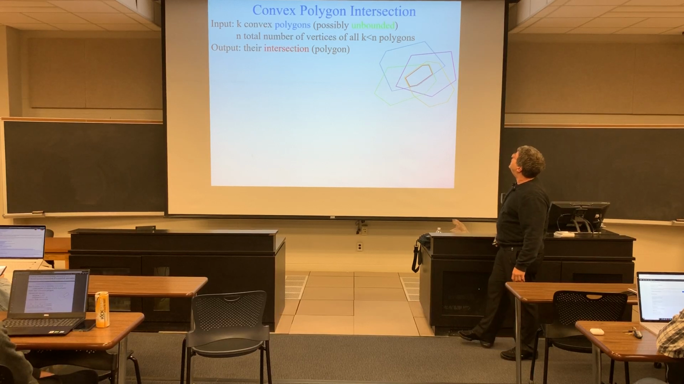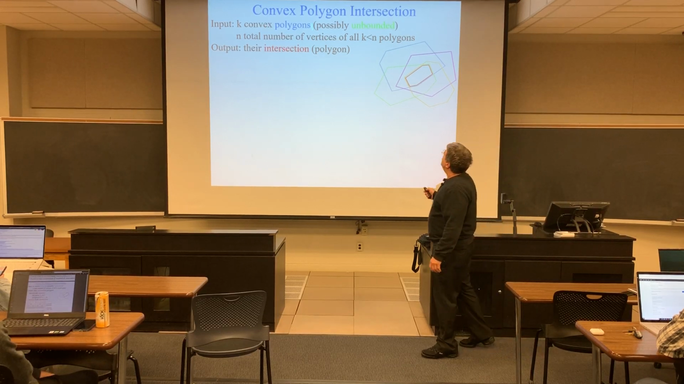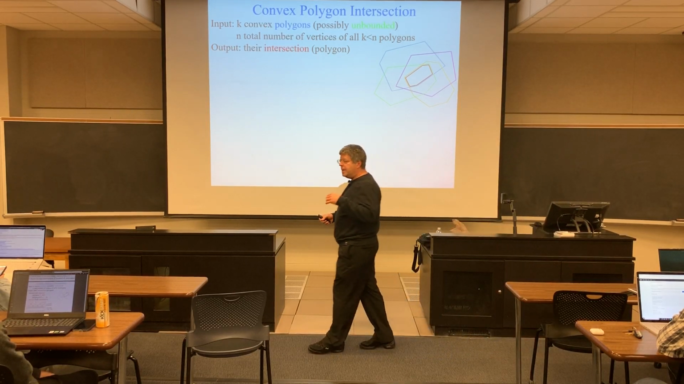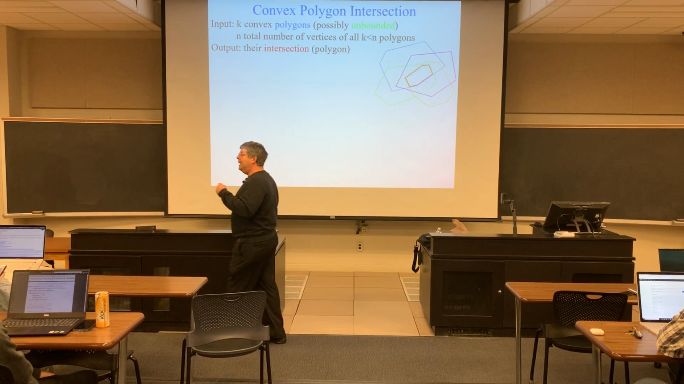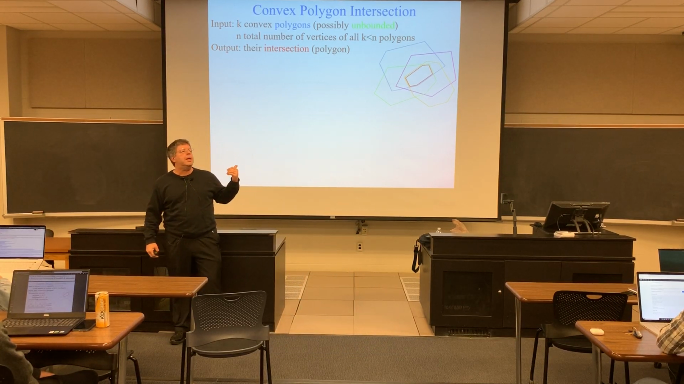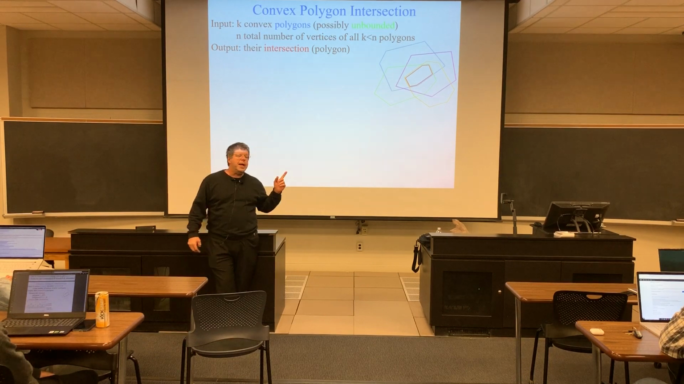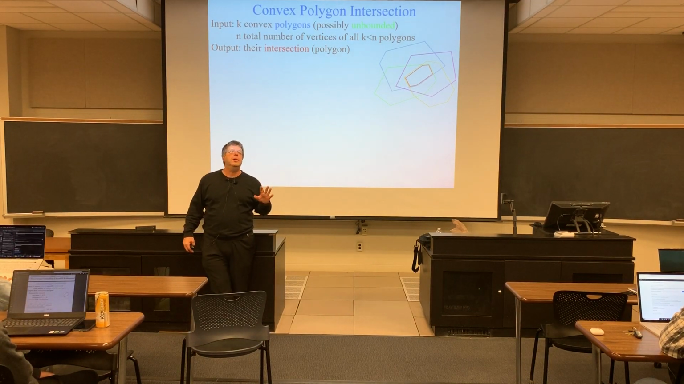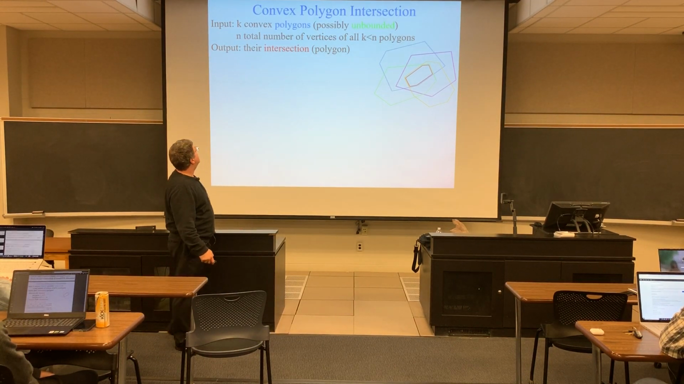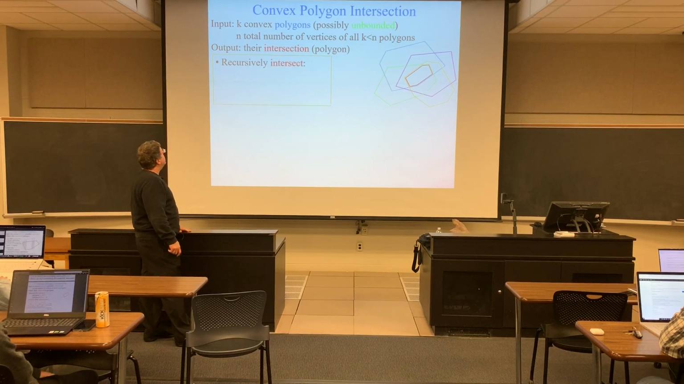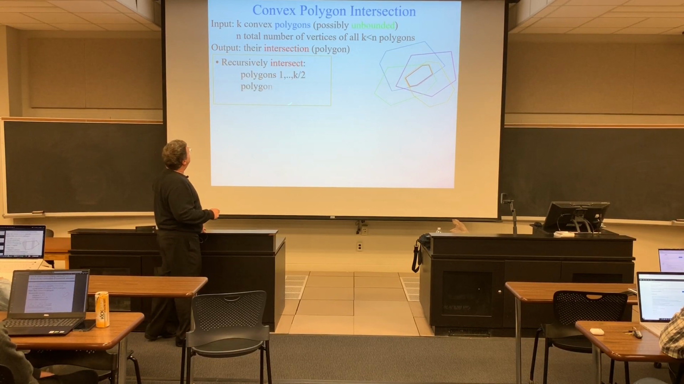So how do you compute that? And again, it's important that all these polygons be convex. Convexity is what makes this easy to compute. By easy, we mean linear time here. If the polygons were not convex, all bets would be off. It'd be much harder to compute intersections. So the idea is to do divide and conquer.